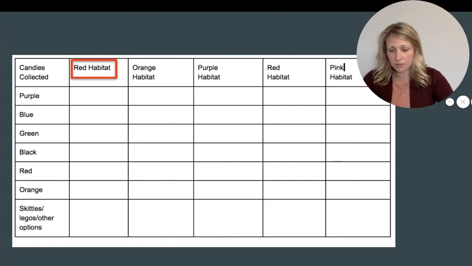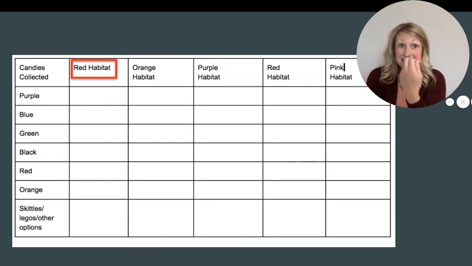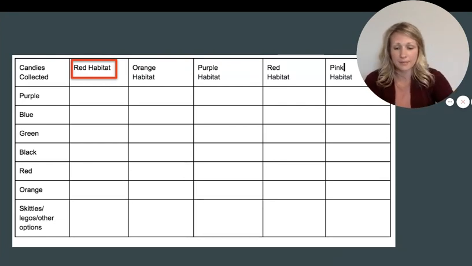I have two purples. I have 1, 2, 3 orange. I have 1, 2, 3 green. I have a red that has an M on it, so I know that that's an M&M, so it's a prey, and I have 1 black. Okay, so now I'm going to take that and I'm going to record it into my table here.